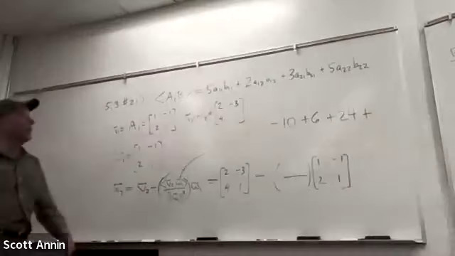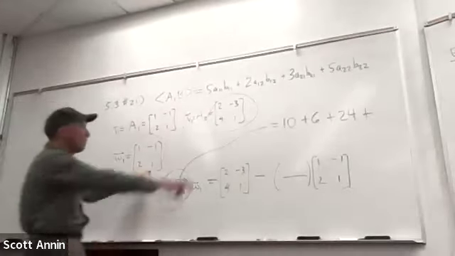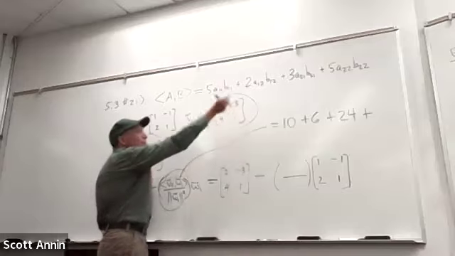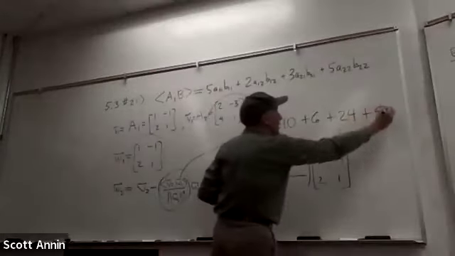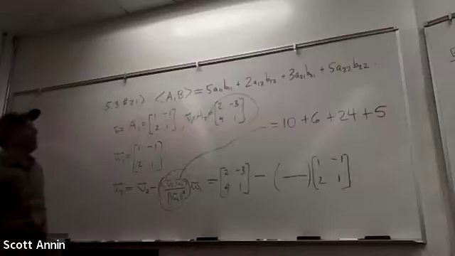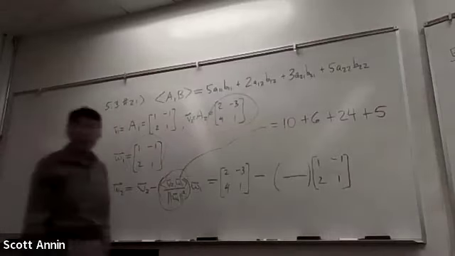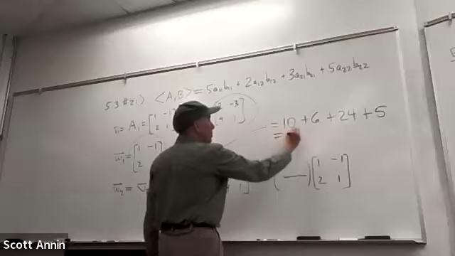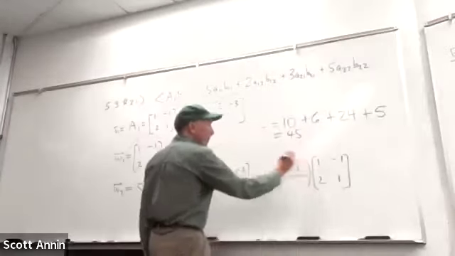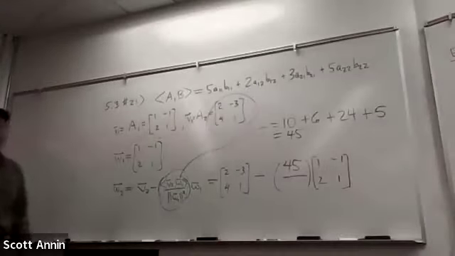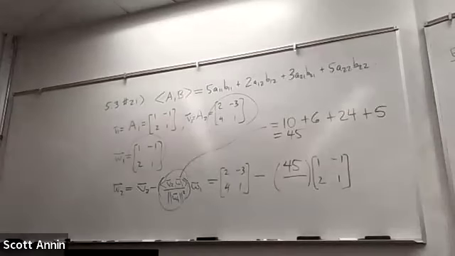Okay, and then finally, the A22 times B22 is just 1, and there's a 5 in front of that. So you're going to get this kind of a number, and that adds up to 45. So that number is what goes right there on the top of that fraction. Just put a 45 in there, and you're in good shape.